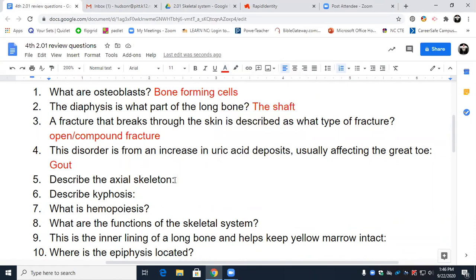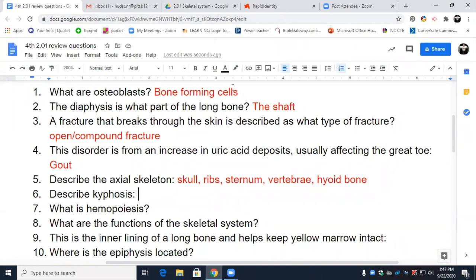Okay, the axial skeleton is the skull, ribs, sternum, vertebrae, and the hyoid bone. So if you don't have the correct answers, please write down the correct answers, because basically this is the test. If you guys haven't figured it out, if you study these, you're going to pass the test with an A. You just have to have the correct answers. Okay.